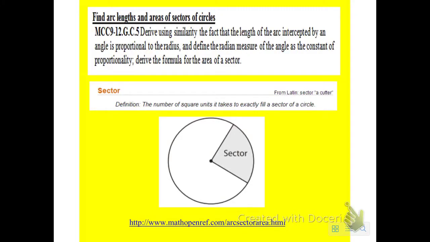Tomorrow we're going to do the rest of this standard, which says derive the formula for the area of a sector. The first thing we need to know is what is a sector. A sector is part of a circle. It looks kind of like a piece of pie that you're used to. If we want to find the area of a sector, we want to know how much space it takes to fill this whole part of this circle.